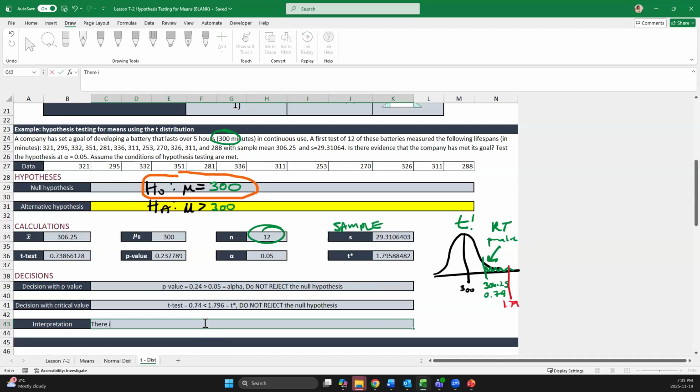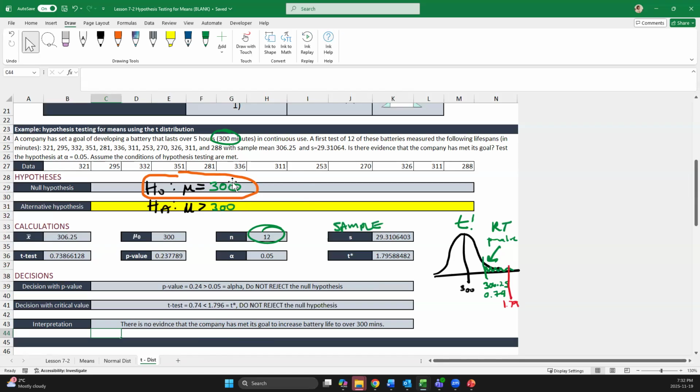So what this means is there is no evidence that the company has met its goal to increase battery life to over 300 minutes. So it hasn't proven that it's over 300. We're assuming it's equal to 300.